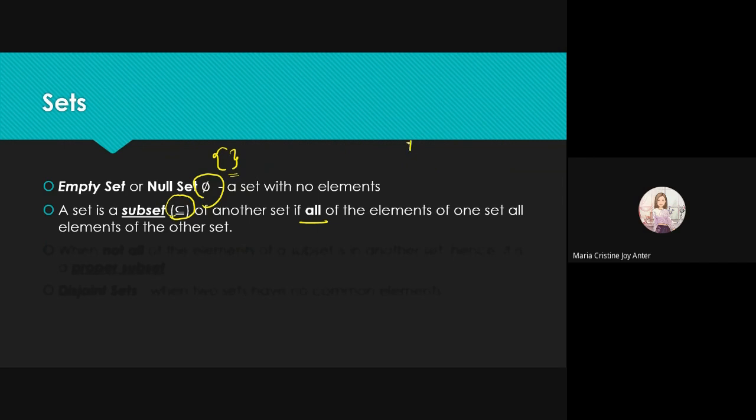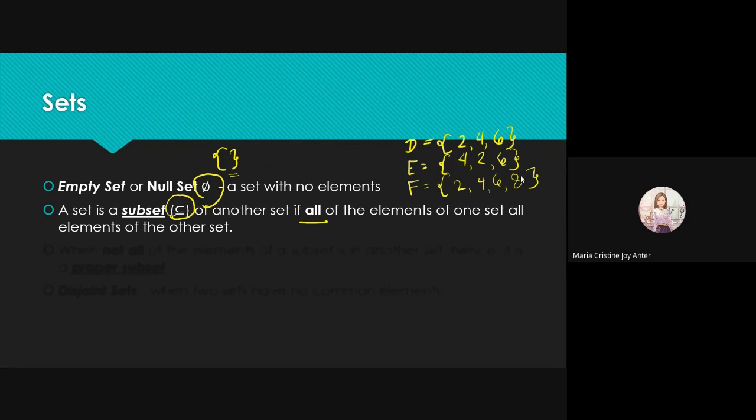Set D contains the elements 2, 4, and 6. And then, we also have set E that contains the elements 4, 2, and 6. And we also have set F that contains the elements 2, 4, 6, and 8. Okay? Now, a set is a subset when all of the elements of one set are also elements of another set.